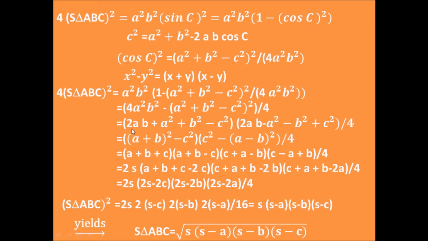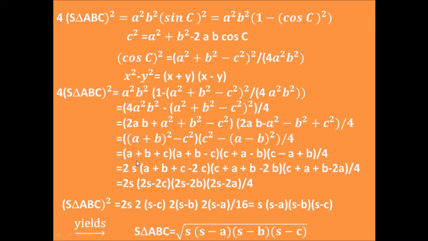However, the first three terms can be written as (a plus b) squared, and these three terms can be written as minus (a minus b) squared. Then, in this expression, we have to use this equation again. So we can get (a plus b plus c) times (a plus b minus c) times (c plus a minus b) times (c minus a plus b) divided by 4.